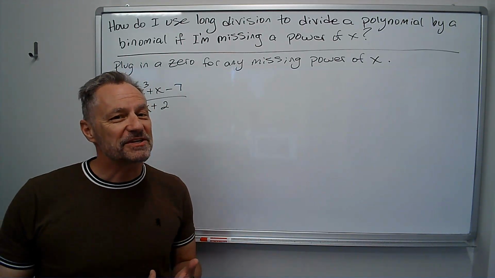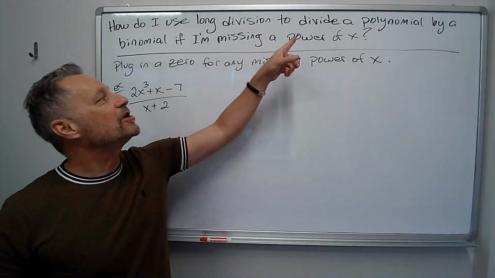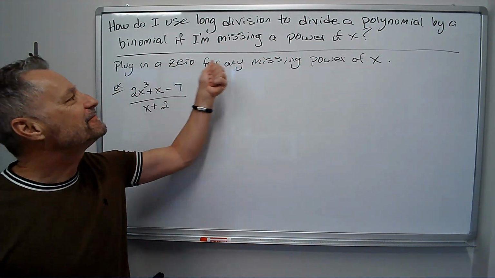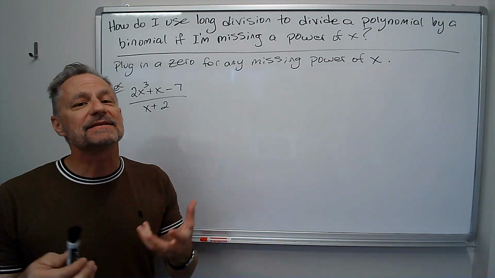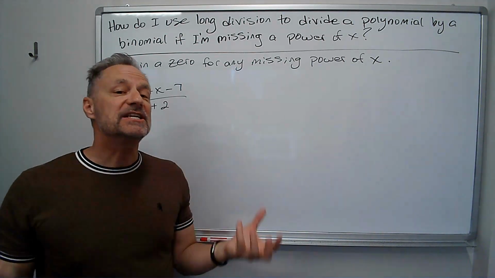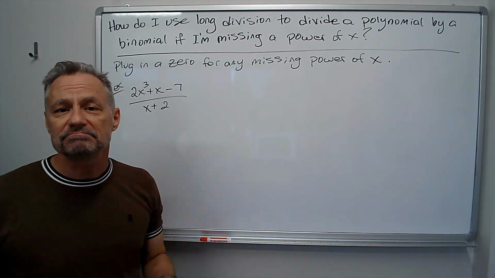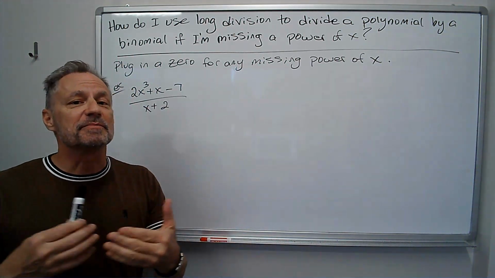Hi there, it's Professor Monty, and we're answering the question, how do I use long division to divide a polynomial by a binomial if I'm missing powers of x, or whatever the variable is? All right, and there's a simple change that we have to do, is just plug in a 0 for any missing power of x. That's it.